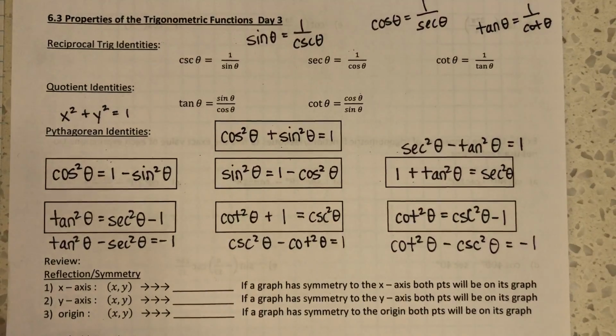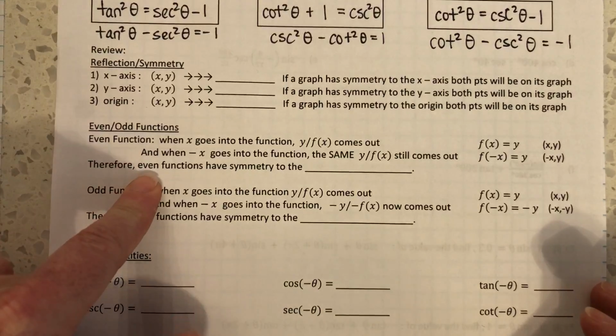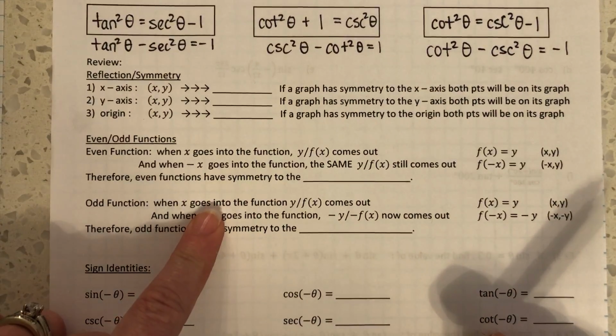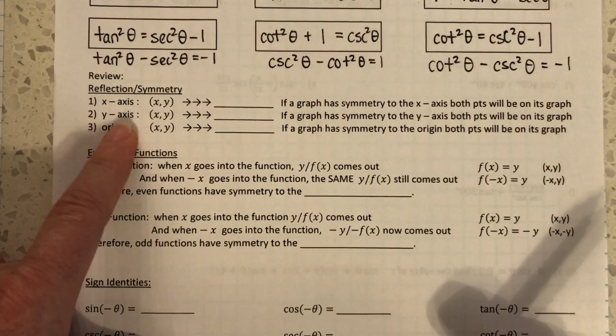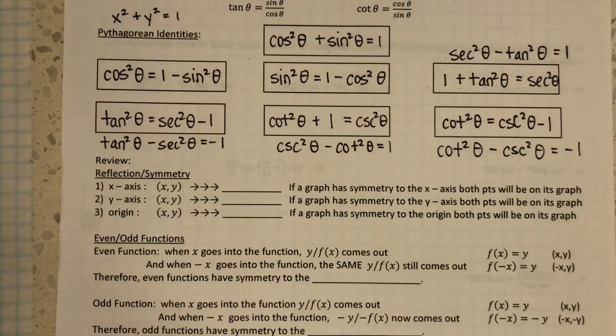Well, there's a couple more identities that you have to learn, and they have to do with even or odd functions. If you remember what an even and odd function is, even and odd functions are defined by what kind of symmetry they have. So we have to review our rules of symmetry. All right, so what does it mean to have symmetry?